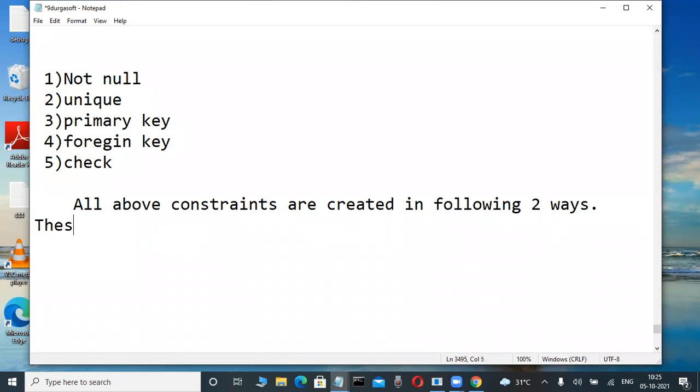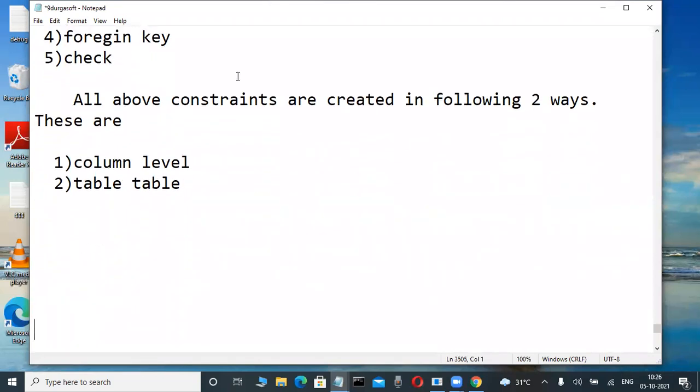These are: first one, column level syntax. Second one, table level. Practically we are learning all the levels. Column level, second one table level. Column level, write it.